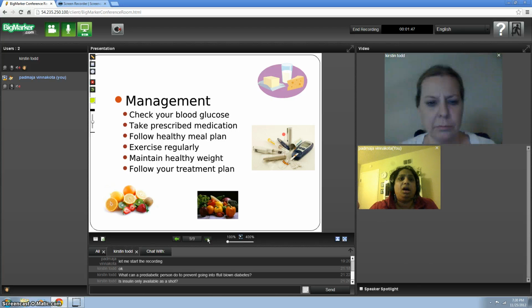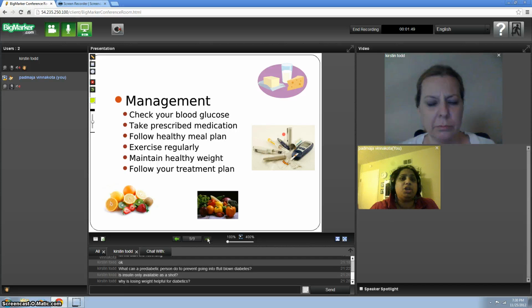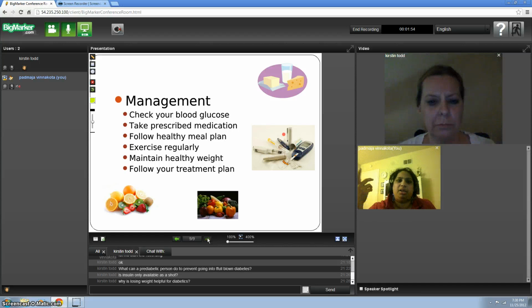You have a question. Is insulin available only as a shot? Yes, insulin is available only as a shot, which is not very painful. It's a very tiny needle, and it's available only as a shot. Yes. Why is losing weight helpful for diabetes?